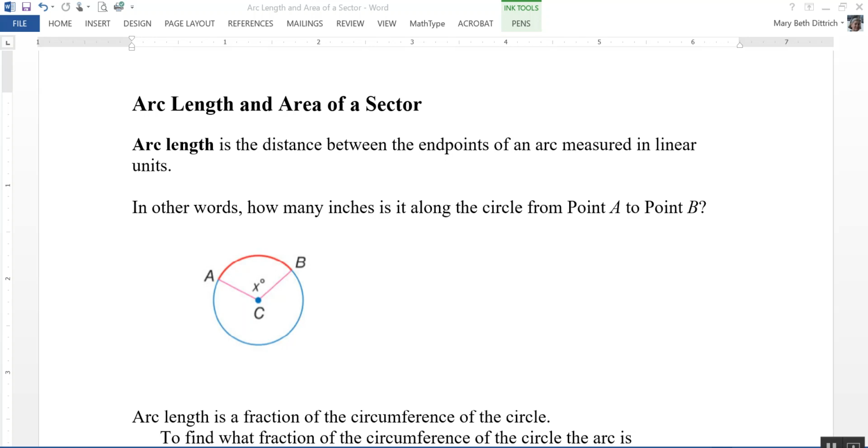This video is on arc length and area of a sector. The arc length of a circle is the distance between the endpoints of an arc measured in linear units. In other words, how many inches, or centimeters, or millimeters is it along the circle from point A to point B?